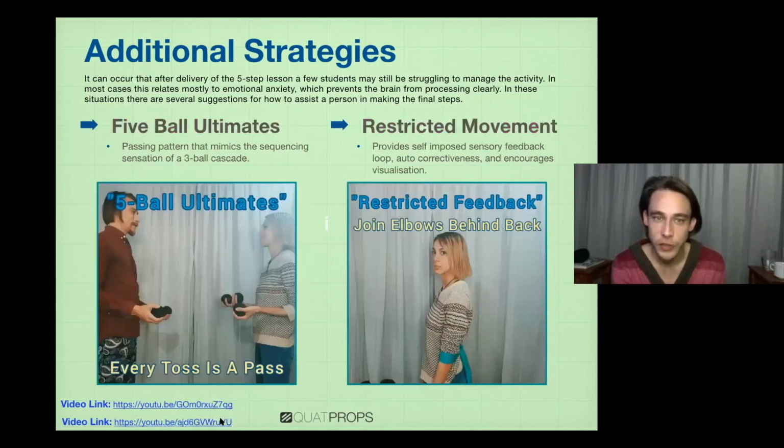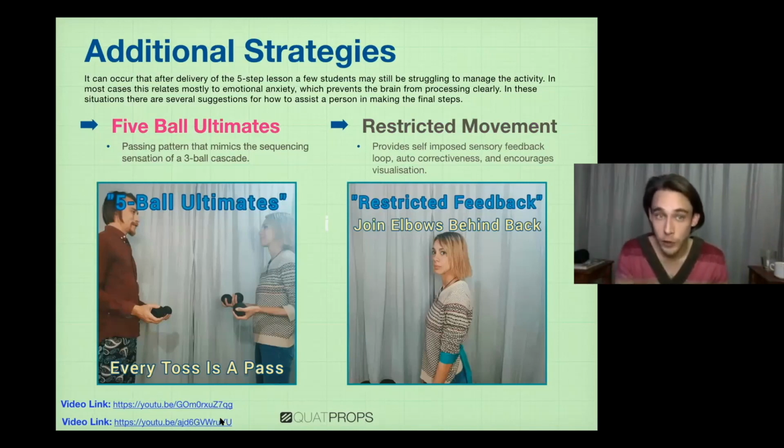Another activity that you should add to your tool belt of strategies is 5 ball ultimates. A lot of people are surprised that you would do 5 ball ultimates as part of the learning process for the cascade, because we tend to think of this activity as a higher level challenge than the cascade. It's a 5 ball passing pattern where every throw is a pass, so you're passing with both hands. Usually, when we start to introduce passing, we do it with one hand first, and then we introduce both.